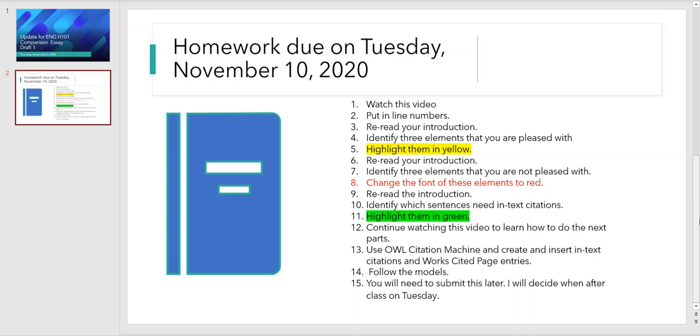Continue watching this video to learn how to do the next parts. Use OWL citation machine and create and insert in-text citations and works cited page entries. Follow the models that I'm going to be demonstrating, and you will need to submit this later. I will decide when, after class on Tuesday.